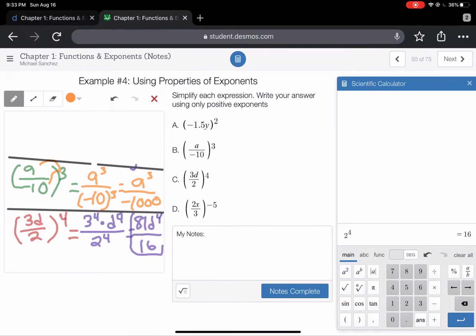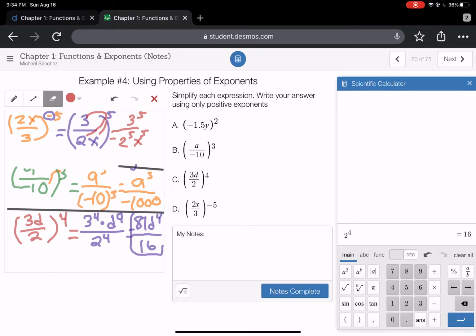All right, if I have 2x over 3, all to the power of negative 5, this one's the only one that you might want to do a little bit differently. In the other ones, we were distributing the exponent. But because it's a negative exponent, remember that negative flips everything. So I would flip everything first. Put the 3 on the top, 2x on the bottom, and then the 5. Now that everything's flipped, I can move the 5 inside: 3 to the 5th power over 2 to the 5th power, x to the 5th power.